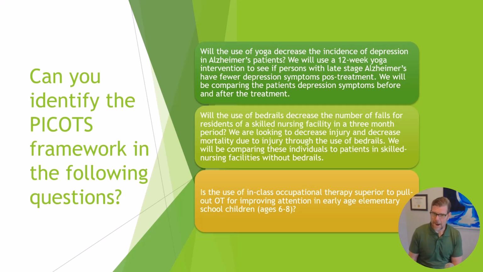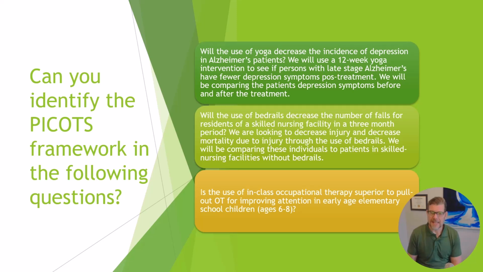P, what's our population? Our population is those individuals inside of the skilled nursing facility. I, what's the intervention? The intervention is bed rails. C, what's the comparison? The comparison is going to be between individuals inside of skilled nursing facilities with bed rails and those without the bed rails. O, what's the outcome? The outcome that we're looking to do is we're looking to reduce falls. We're looking to change the number of falls.